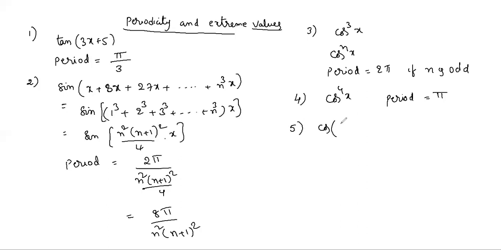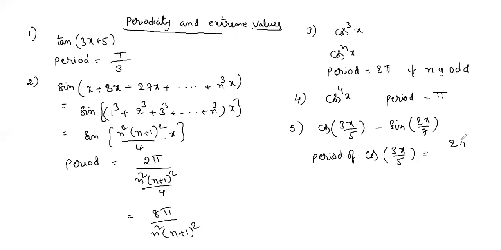Next, the period of cos 3x by 5 minus sin 2x by 7. So the period of the first one, cos kx with k equal to 3 by 5, is 2 pi by k, so this is 10 pi by 3. Similarly, the period of the second one, sin 2x by 7, is 2 pi by k. So 14 pi by 2, that is 7 pi.